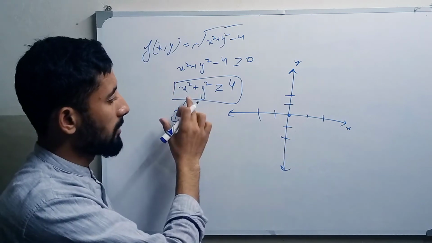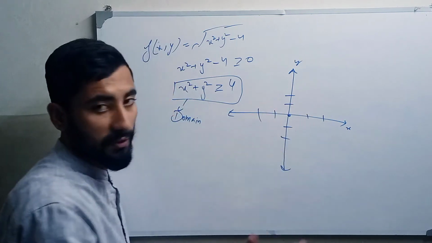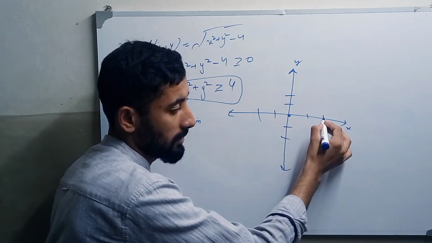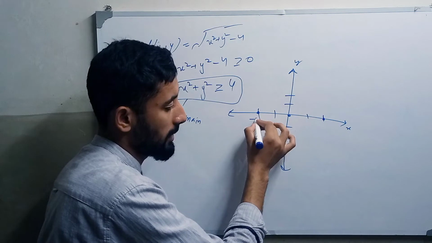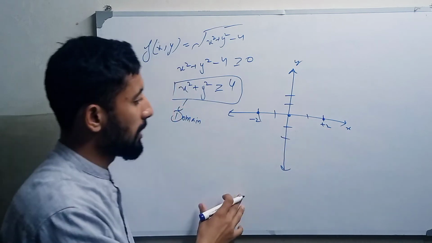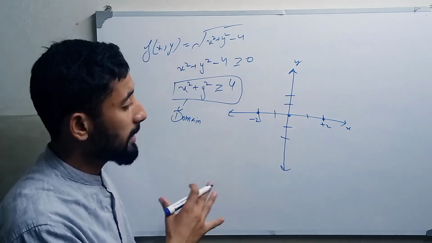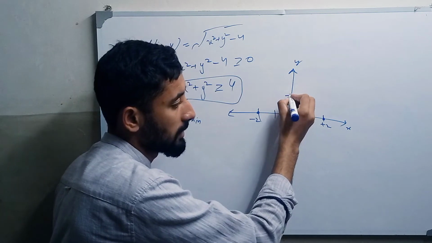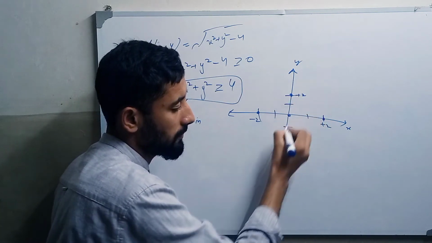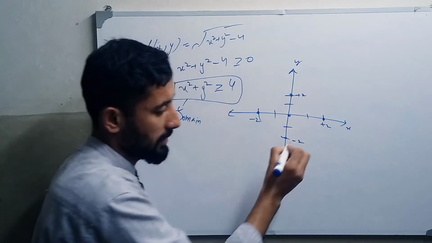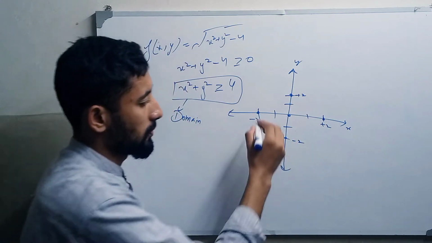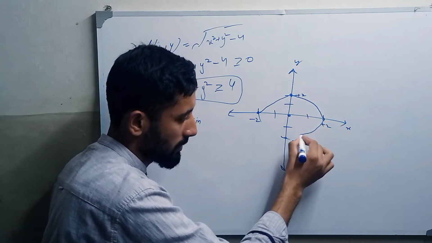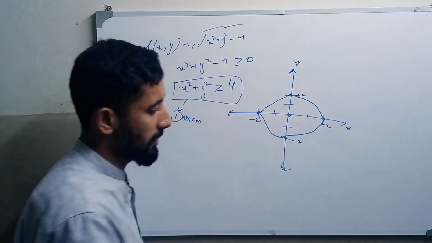Okay, solve for x, then it is +2 and -2. This one -2, +2. And when we solve for y, then there's a +2 and -2 of y. That is +2, and that is -2. So combine all these points like that.